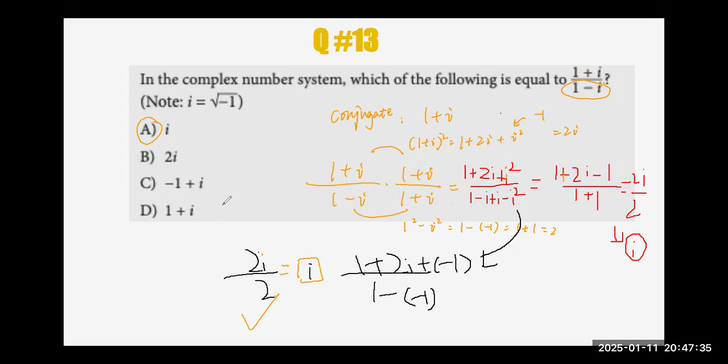Let's do the formula: (x plus y)(x minus y). This is the formula we use in this case. So you have x squared minus y squared. So 1 squared minus i squared. Remember, i squared is -1. So 1 minus -1, which gives you +2.